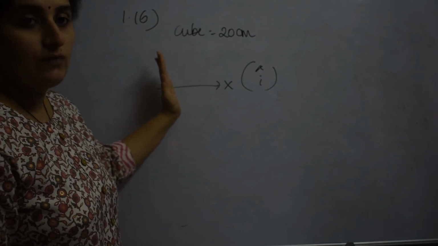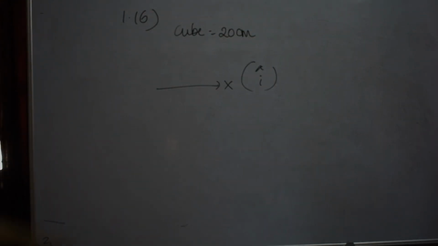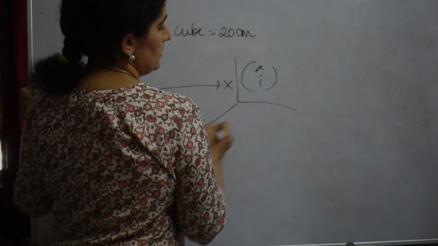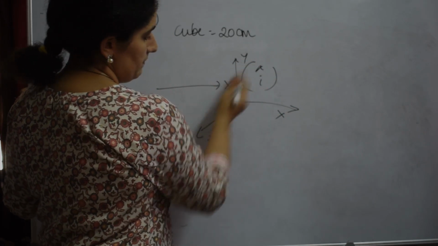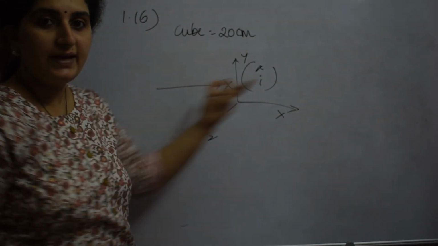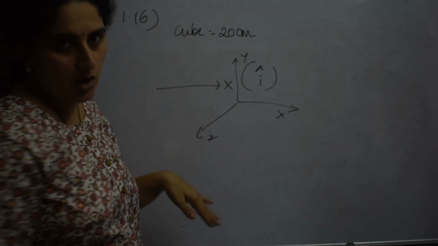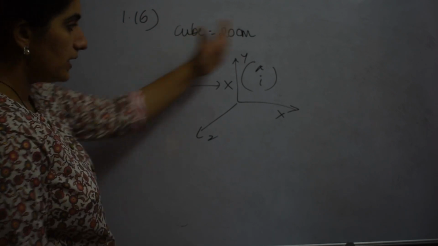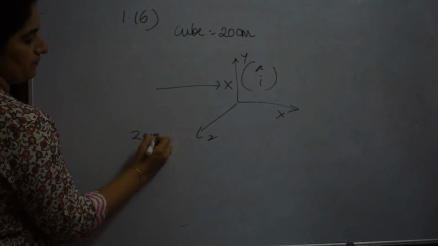The flux entering the YZ plane is the same as the flux moving out of the YZ plane, correct? We consider it as the YZ plane because now it is i cap. Now this is the X axis, Y and Z. For this plane, the number of field lines entering per unit area is the same as the number of field lines coming out of it. So the net electric flux through the cube is 0. This is the answer for 1.16.